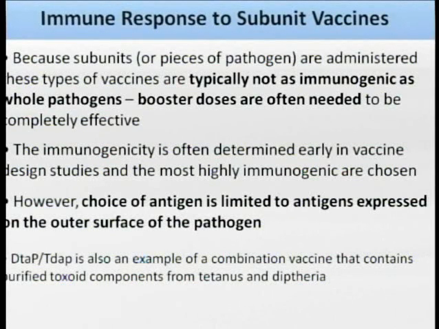So booster doses are often needed just to prime the immune system even more and hopefully induce more of a response. So subunit vaccines can be quite effective, but typically they're only effective when you have several doses. As an example, if you were told that you needed your original shot and then 3 booster doses, you need to do all of those to be protected.